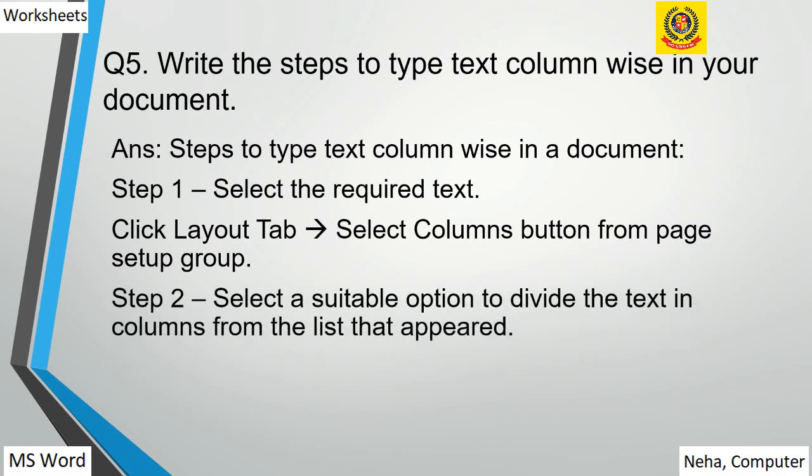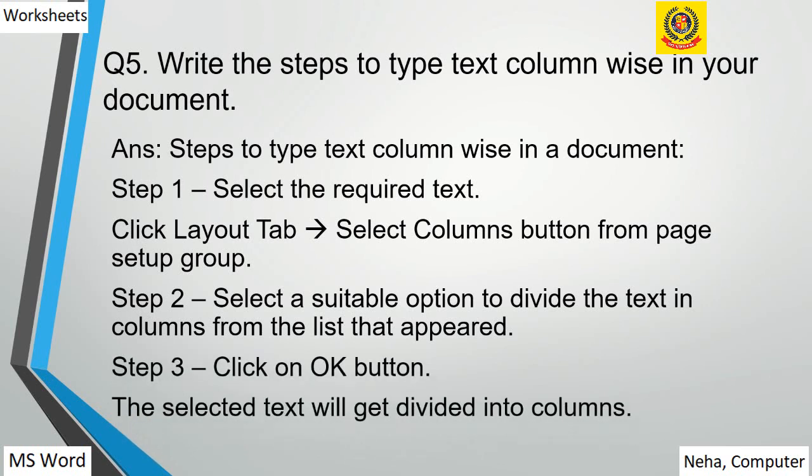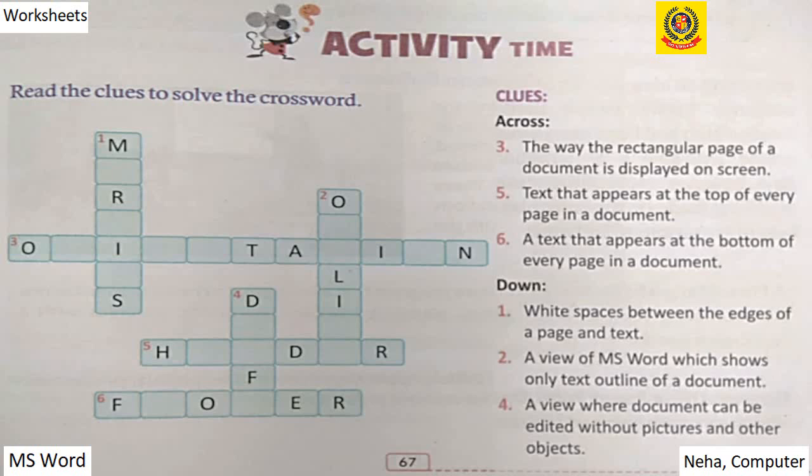Step 2. Select a suitable option to divide the text in columns from the list that appeared. I'm repeating it. Step 2. Select a suitable option to divide the text in columns from the list that appeared. Step 3. Click on the OK button and the selected text will get divided into columns. Repeating it, step 3, click on the OK button, and the selected text will get divided into columns.